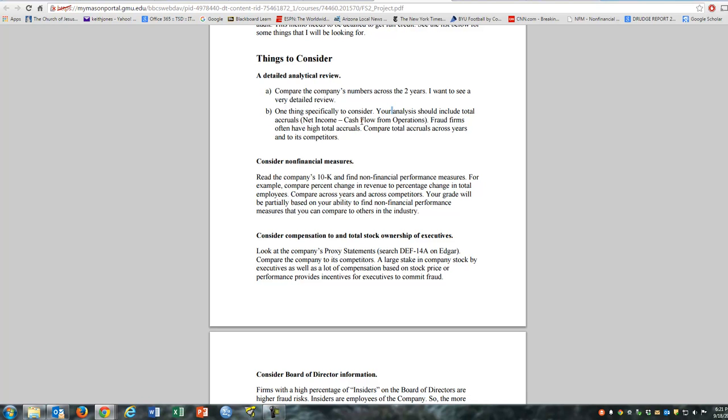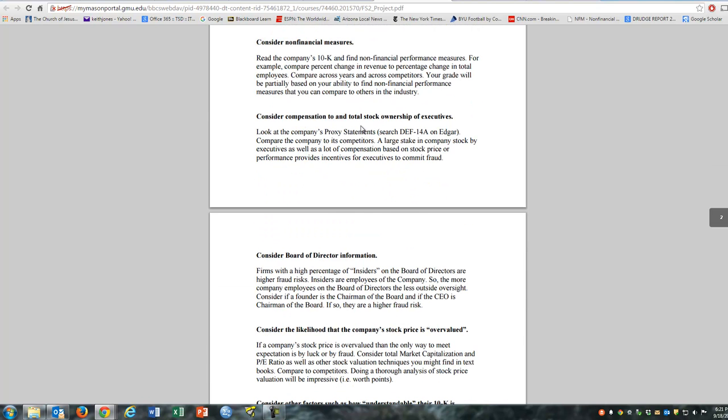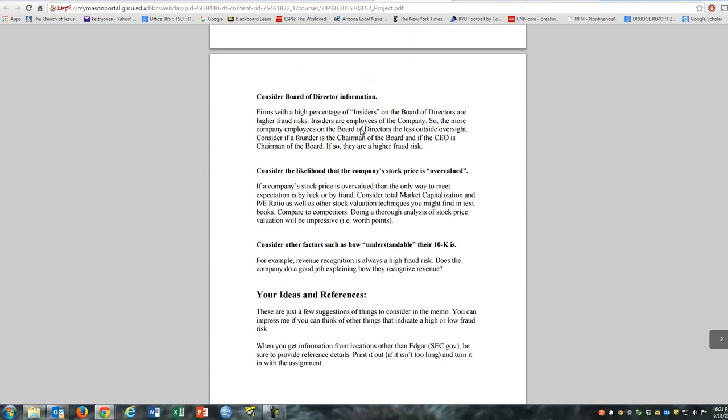You have accounts receivables, relative to revenue, seems to be going up too much. So you start aggregating these red flags. You start to think that, well, maybe there is something to this. Maybe the potential that the company is committing fraud.